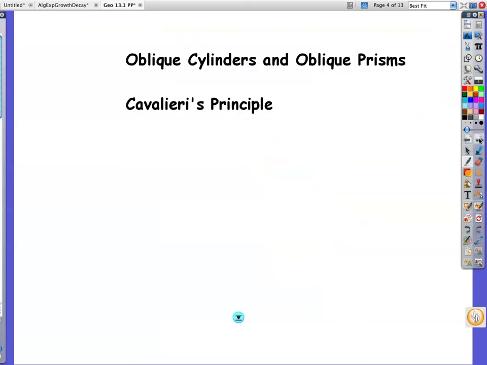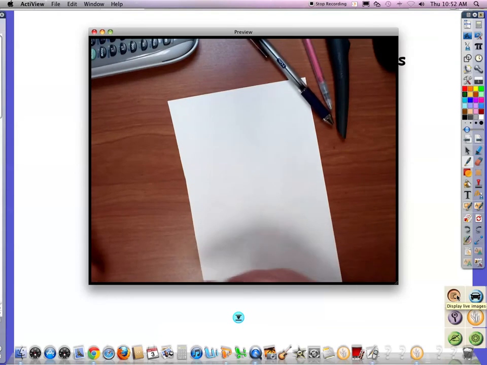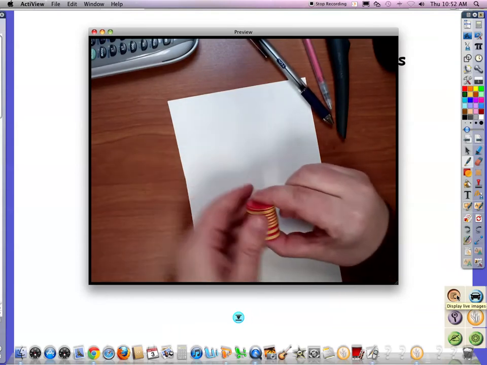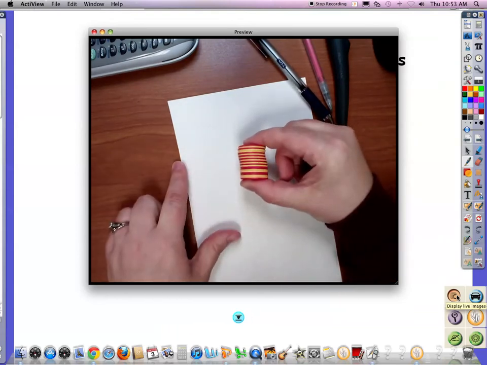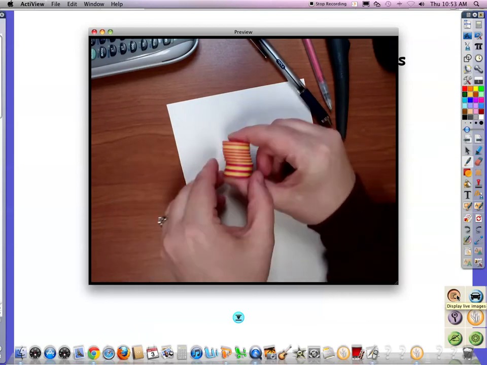Moving on here, we're going to talk about oblique cylinders. I think I mentioned oblique before, but what does that really mean? This comes from a guy that discovered this. His name is Cavalieri, so it's Cavalieri's principle, not super important to know. So let's go ahead and look at an oblique cylinder so we can figure out what that actually is. This is called a right cylinder. As best as I can make it, it's not a perfect right cylinder.